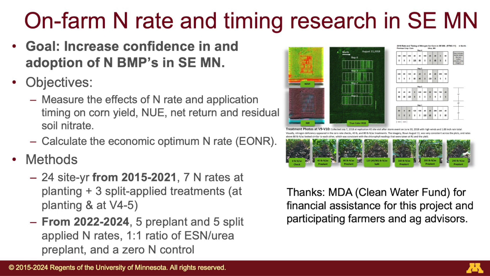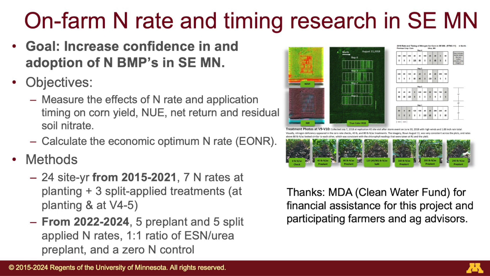So what we're measuring in this study is the effects of nitrogen rate and application timing on corn yield, nitrogen use efficiency, net return, and residual soil nitrate, with residual soil nitrate being our water quality parameter, as Fabian just talked about extensively. We're also calculating the economic optimum N rate, or EONR, which others have mentioned, and I'll use the terms EONR and MRTN, or maximum return to nitrogen, simultaneously.